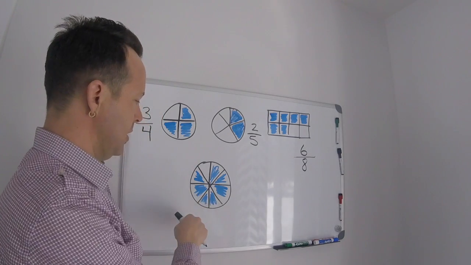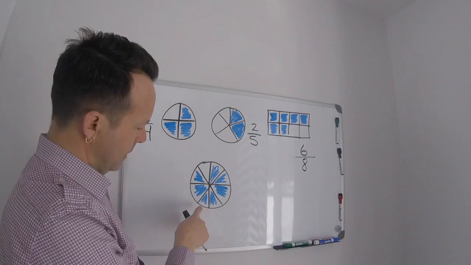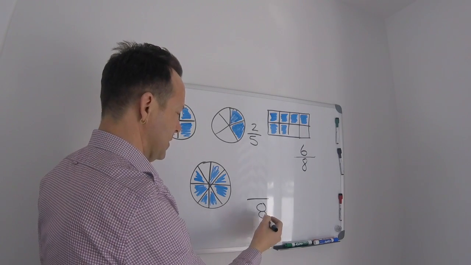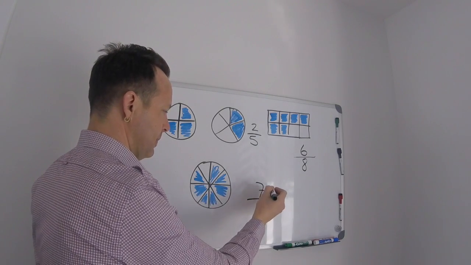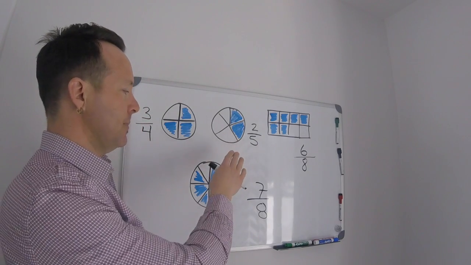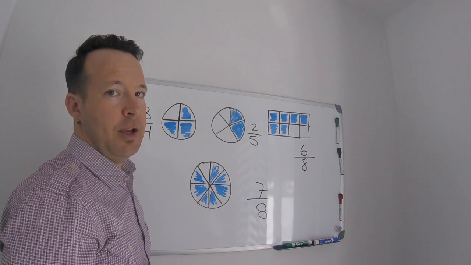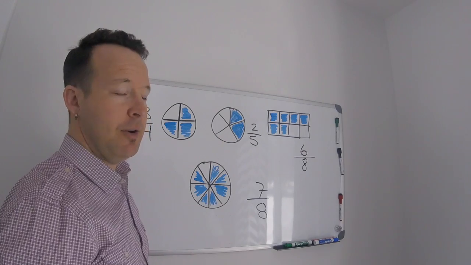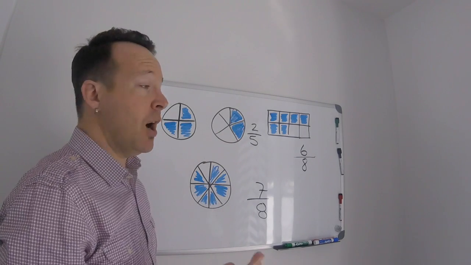And the last one here is another circle. It's divided into 8 equal pieces, not drawn very well, but again, 8 equal pieces. And 1, 2, 3, 4, 5, 6, 7 of those are shaded in. So I want you guys to make sure you can look at shapes and determine, one, how many pieces is this shape or object being divided into, and how many of those pieces are we talking about?